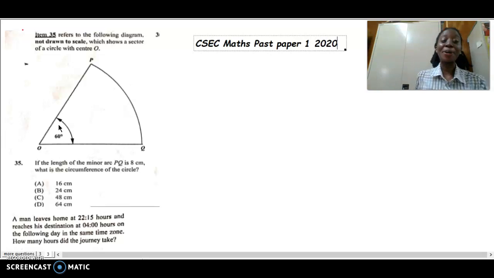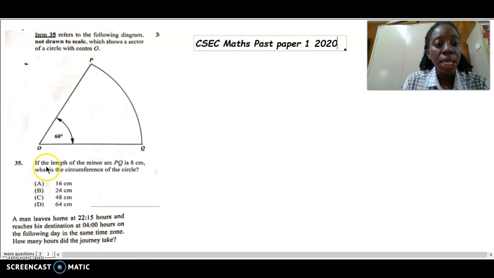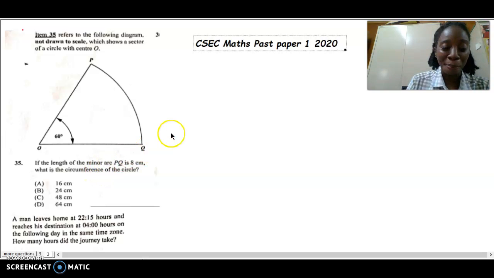So let's go. Now item 35 refers to the following diagram, but this diagram is not drawn to scale. It shows a sector of a circle with center O. So here we have the diagram. Now 35 is as follows. If the length of the minor arc PQ is 8 centimeters, what is the circumference of the circle?